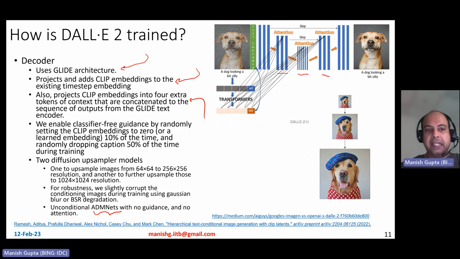Classifier-free guidance is again enabled while training the diffusion decoder as well, by randomly setting the CLIP embeddings to 0 10% of the time and randomly dropping the caption 50% of the time while training.